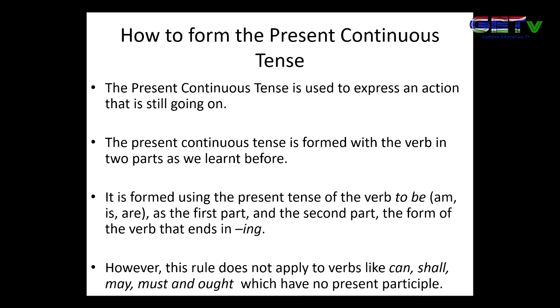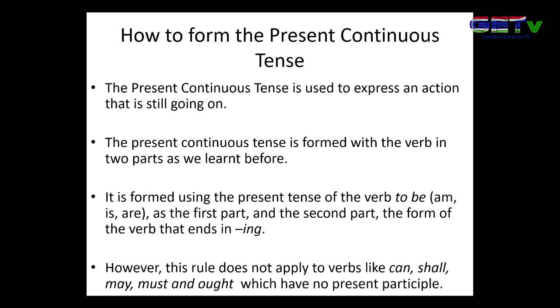The present continuous tense is formed with the verb in two parts, as we learned before. We learned in our last lesson that the verb can also be in two parts. Remember, we have the present participle of the verb, and you also have the present tense of the verb to be. That is the is, are, am, and so on and so forth. Those things in combination will form a continuous tense. So that's why you have the verb in two parts.